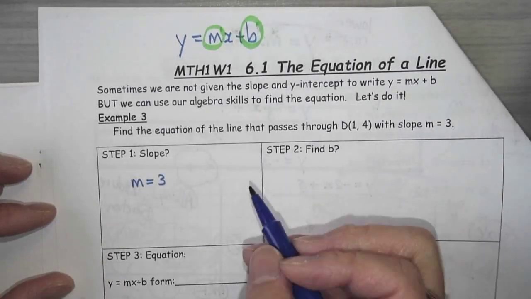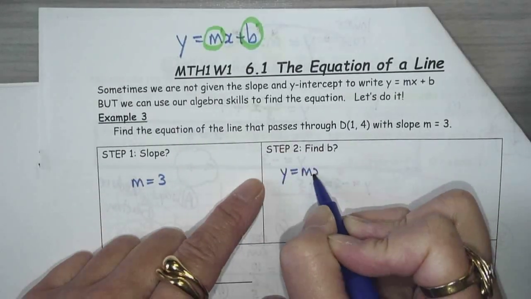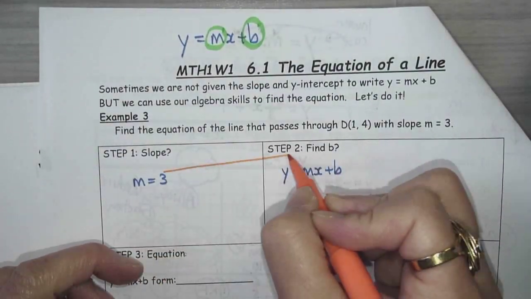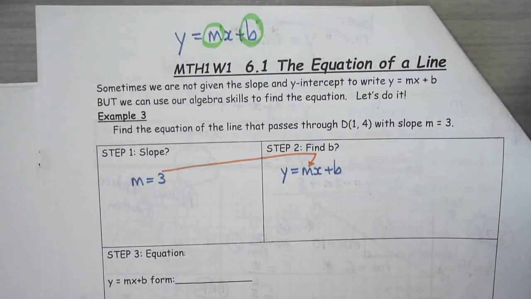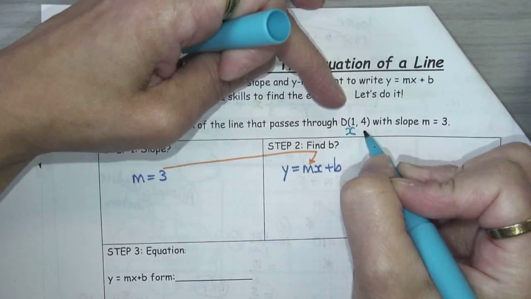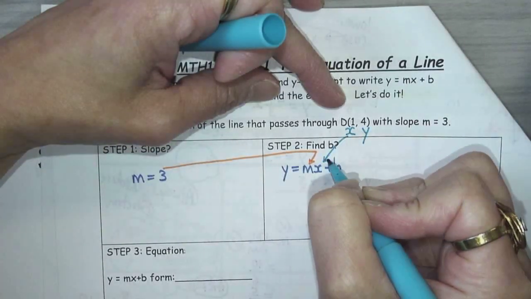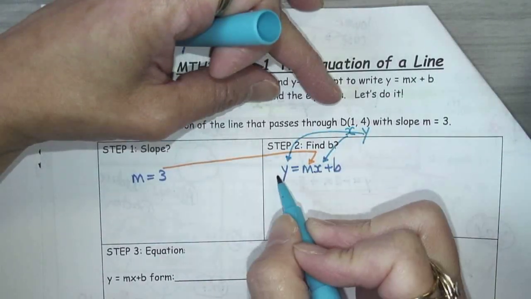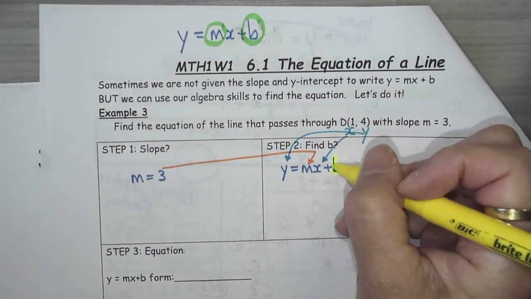Okay, so to find b, we write down y equals mx plus b. I'm going to fill in what I do know, which is the m. So this goes in for the m. Then I'm going to take this point here and fill it in for the general x and y. So this is going to go in for the x, and this will go in for the y. And the only thing that's missing now when you look at this equation is b. So I'm going to find b.